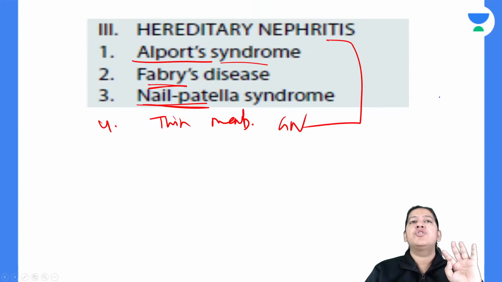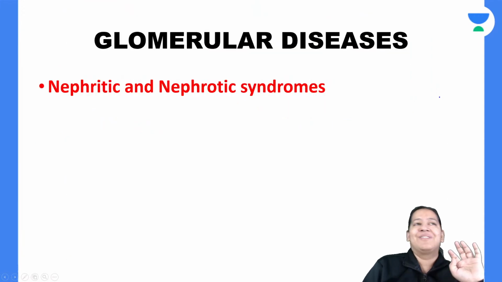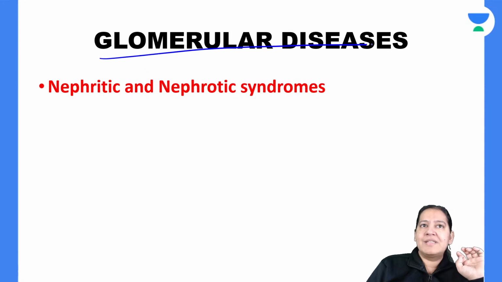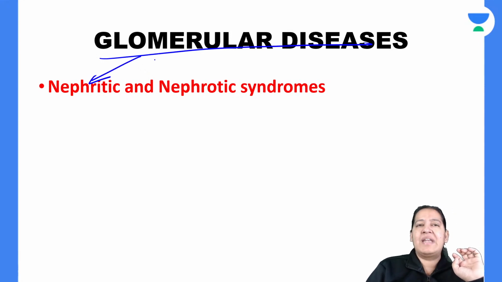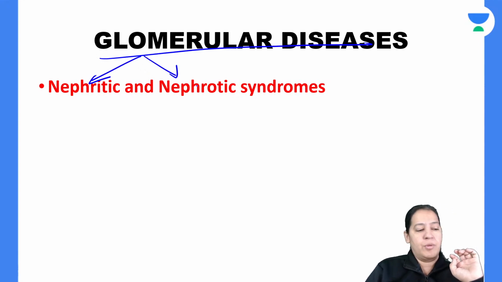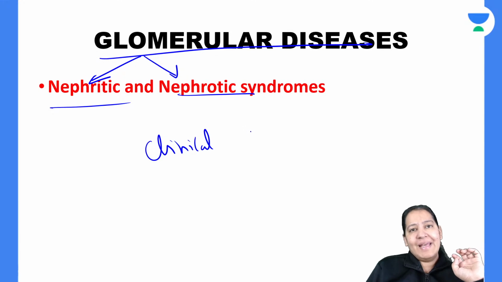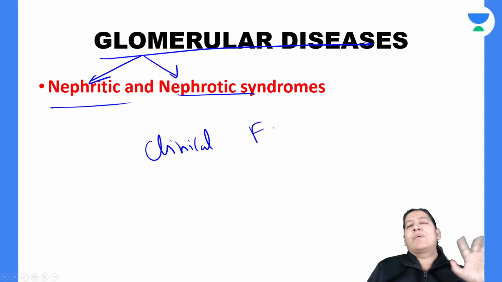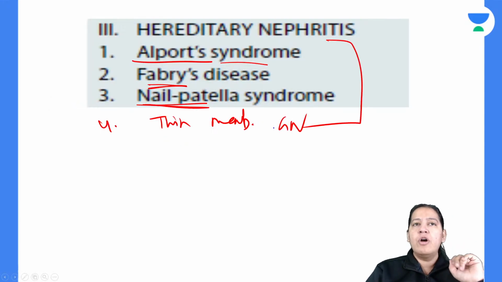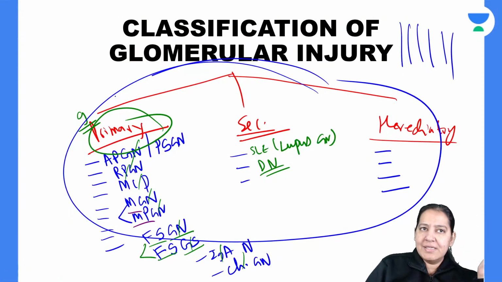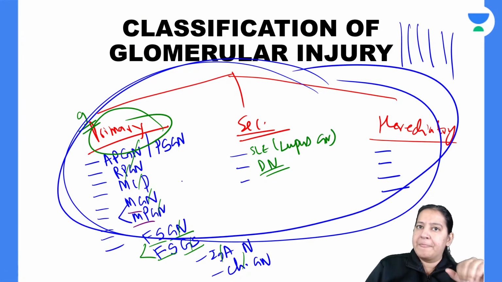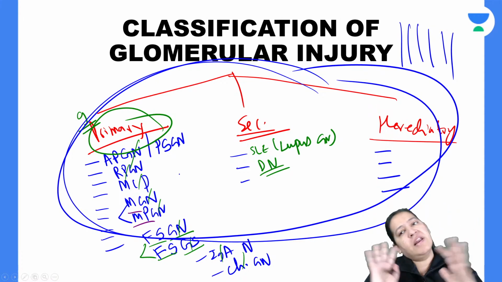But before that, you should understand what is nephritic and nephrotic syndrome, because all glomerular disease will result either in nephritic syndrome or in nephrotic syndrome. Actually, nephritic and nephrotic syndrome are clinical terms. These are clinical syndromes, the clinical features or clinical terms you can say in glomerular disease. Now, out of all these glomerular diseases, glomerulonephritis, some of them result in nephritic syndrome and some of them result in nephrotic syndrome.